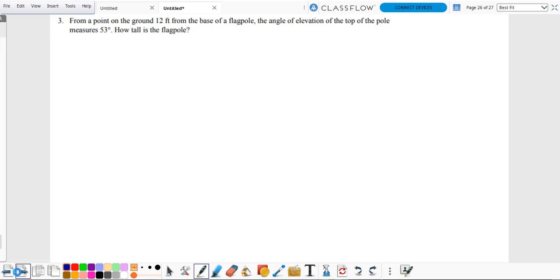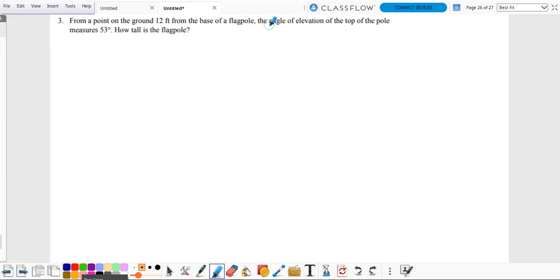So write it down. I know there's a lot of words there as well, but don't fret. Angle of elevation, you know what that is. But it's also a good idea to highlight some of these. I'm going to highlight angle of elevation.